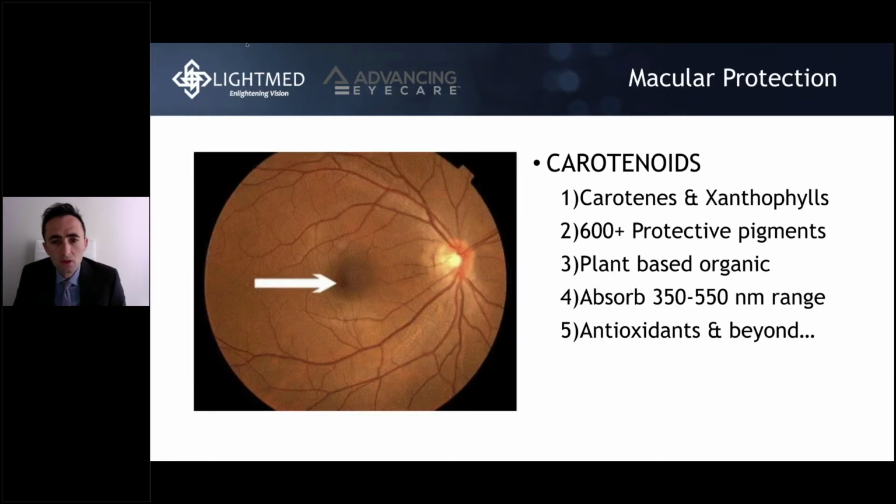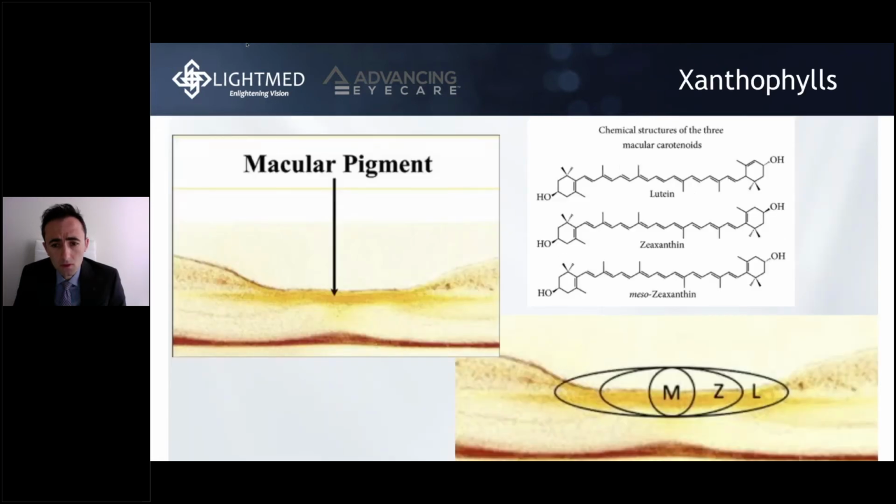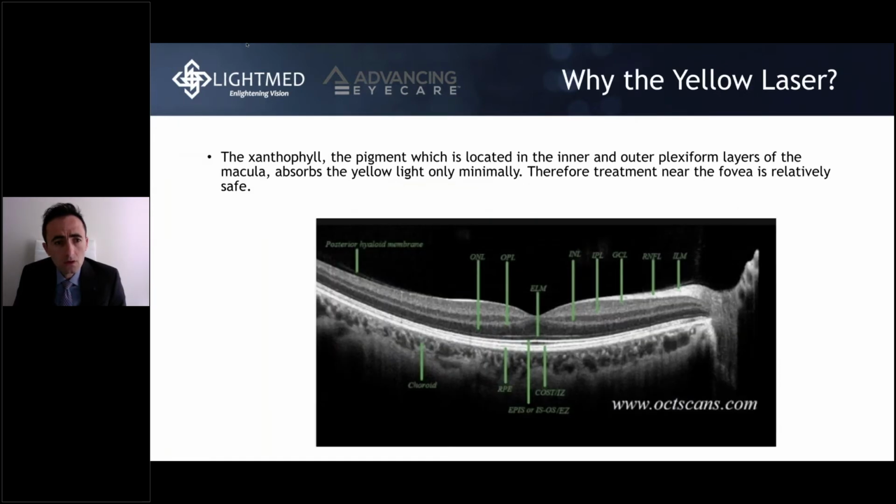This is just a quick graph showing the carotenoids and the protective pigment within the macula. So these xanthophylls are mainly present in the outer plexiform layer. I just put this OCT to show where the outer plexiform layer is. And basically they absorb the laser light only minimally or negligibly. That's why treatment near the fovea is relatively safe using the yellow laser.